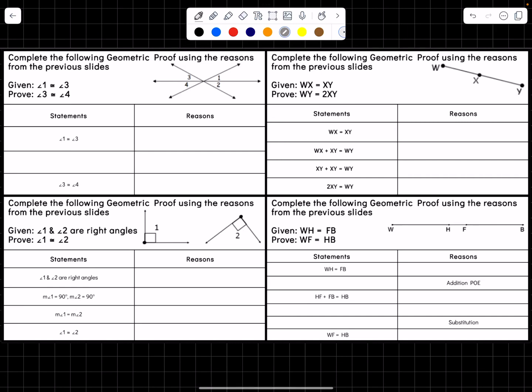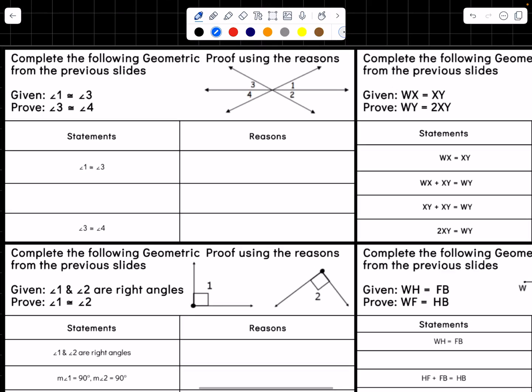So now we're going to get into some geometric proofs. We're going to use some of the geometric reasons that we've learned recently to work these down from a given statement and work down to something that we're proving. So let's take a look at what that might look like.